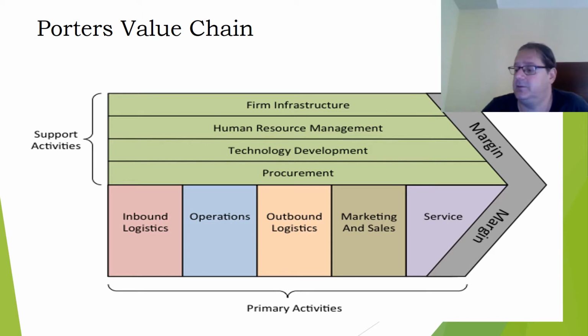And finally, the firm's infrastructure, so how the reporting lines are set up, how the firm is organized, and then we go on to McKinsey and the different types of culture and so on. Okay. Right, that is Michael Porter's value chain.